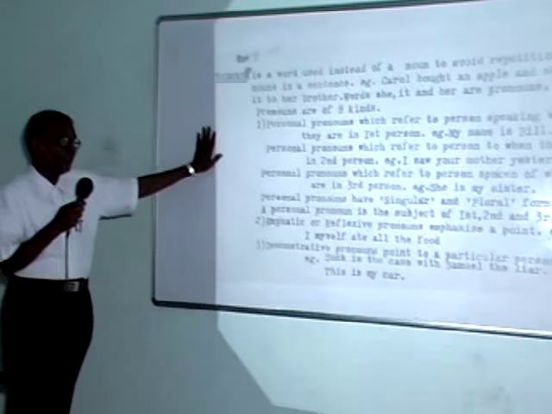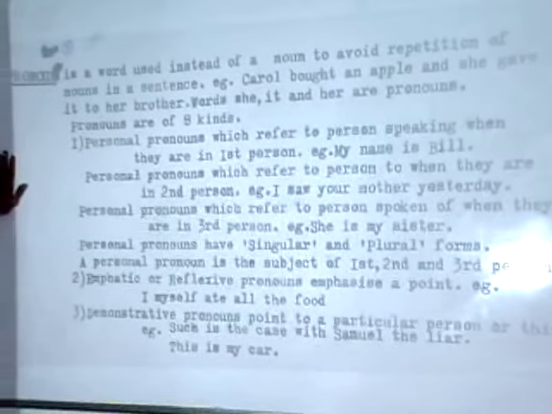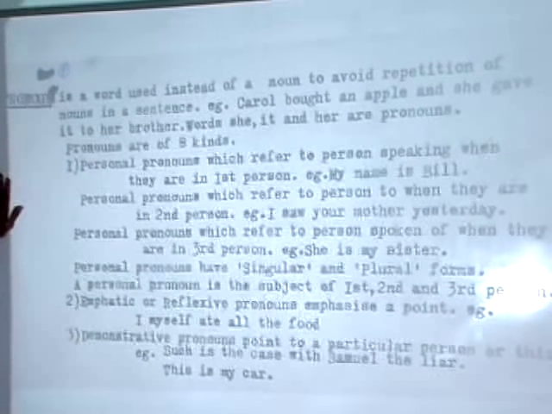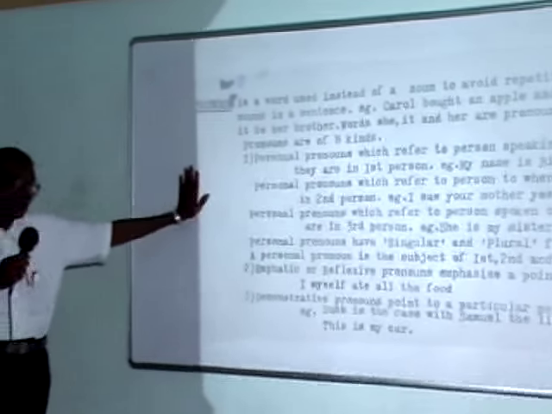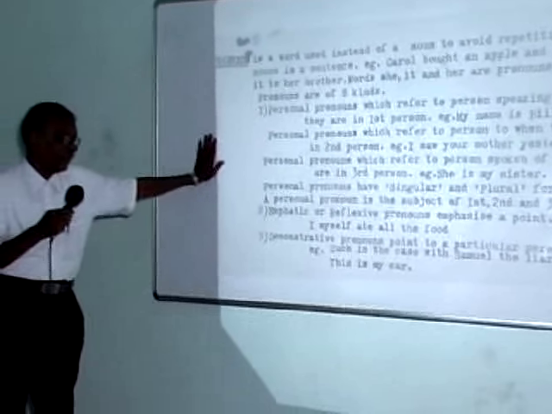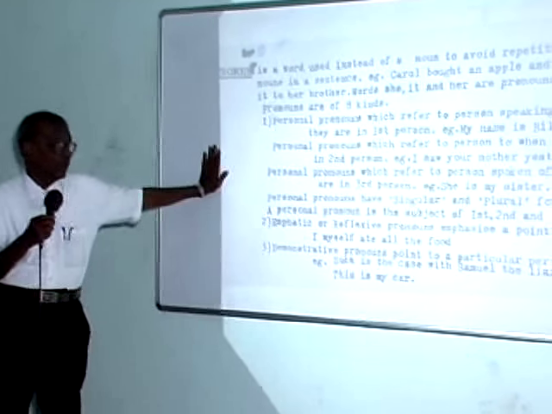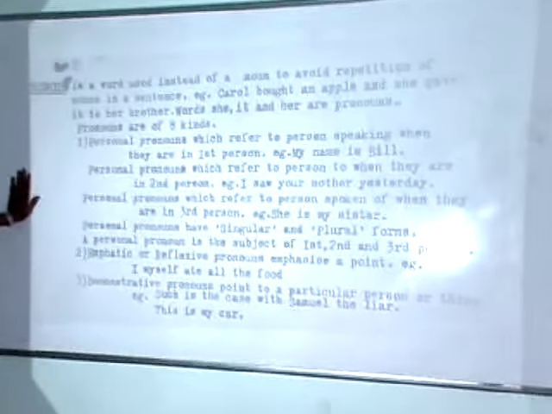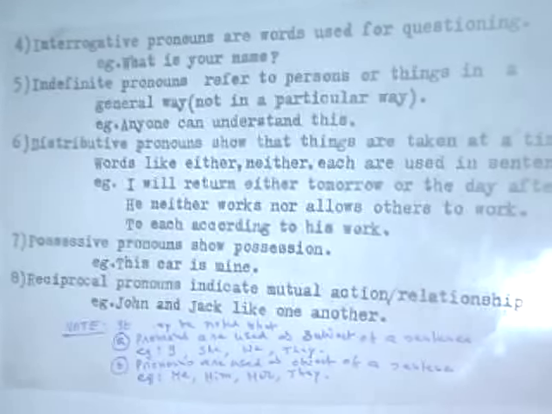Second, emphatic or reflexive pronouns. They emphasize a point, as in I myself ate all the food. Third, demonstrative pronouns, which point to a particular person or thing, as in such is the case with Samuel the liar. This is my car. Interrogative, as in what is your name?